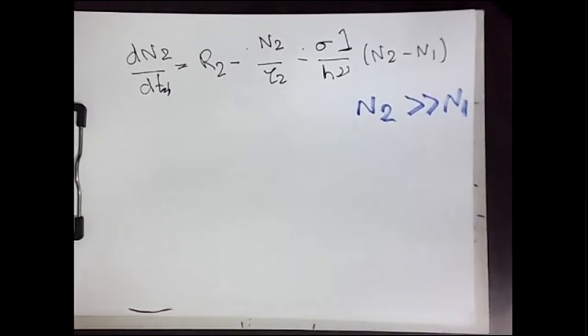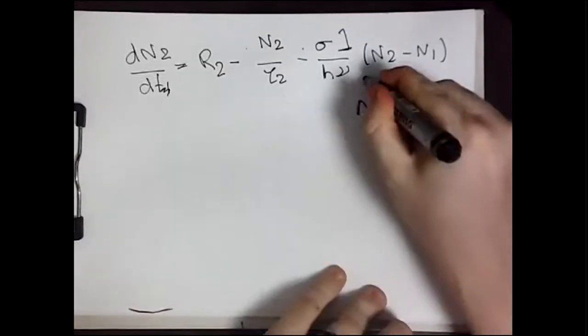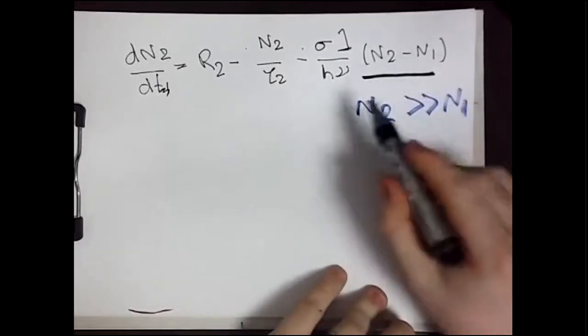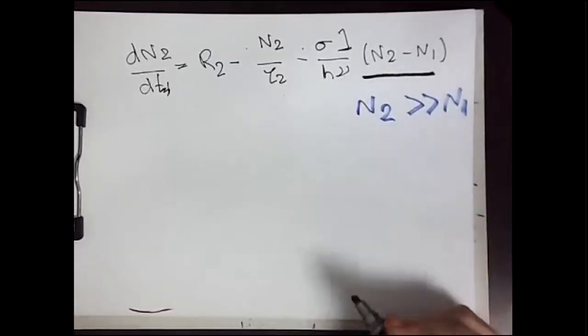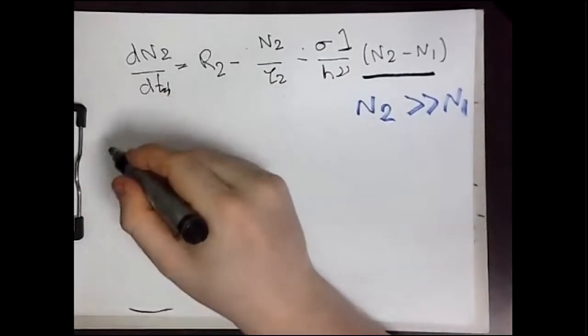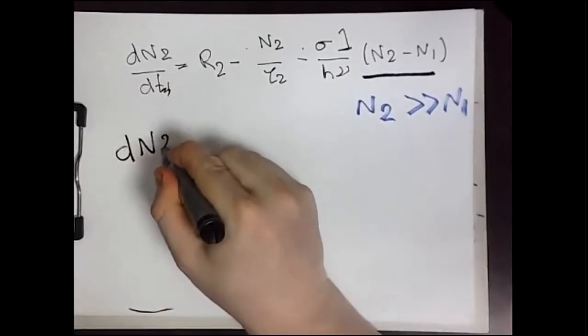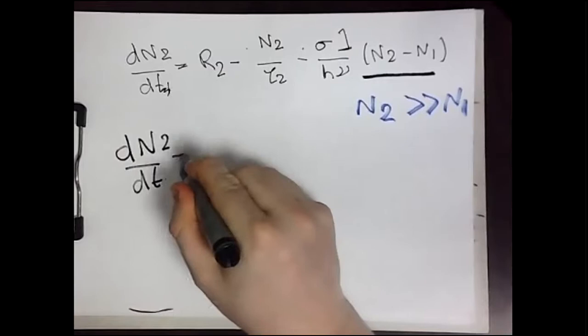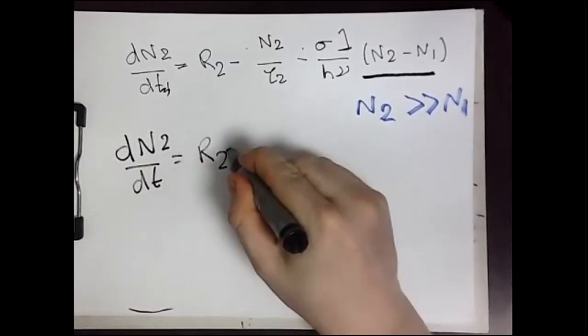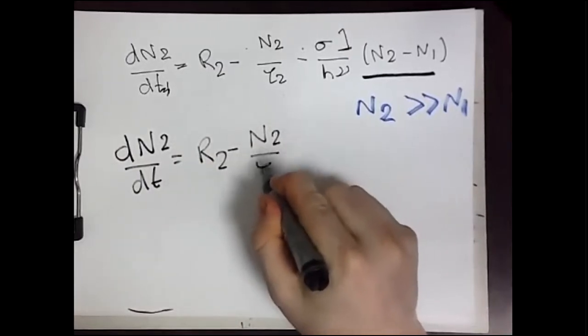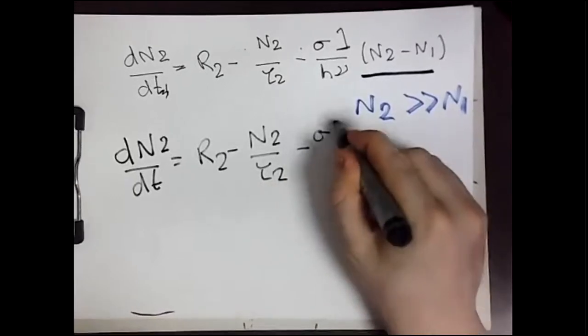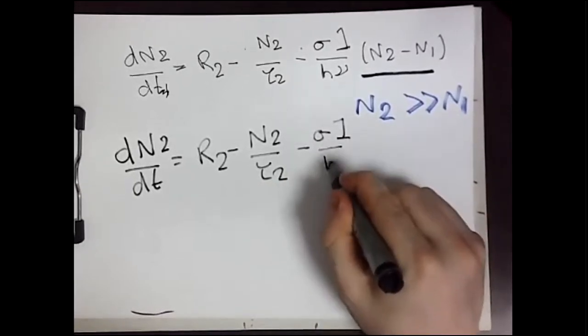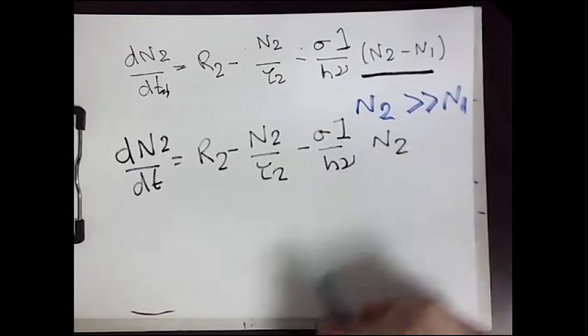Accordingly, using this assumption, you can easily say that this term, which is N2 minus N1, will tend to N2, and you can ignore N1. So we can rewrite this equation saying that dN2/dt equals R2 minus N2 over tau 2 minus sigma I over h mu N2.